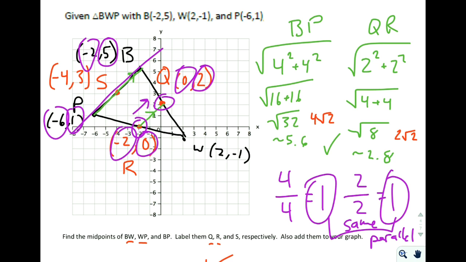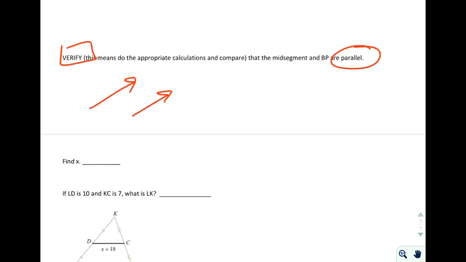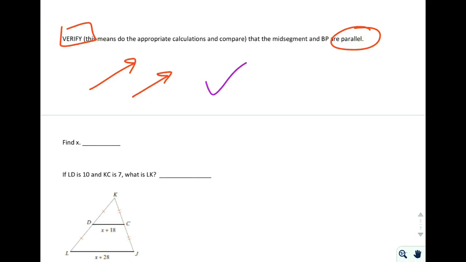So that's what it means to verify. You actually have to do the work, look at it, and say, oh, this one is double the other. It is twice as long. These slopes are the same, so they're parallel. So you actually need to calculate it and then make the comparison. And that would check off this one here.